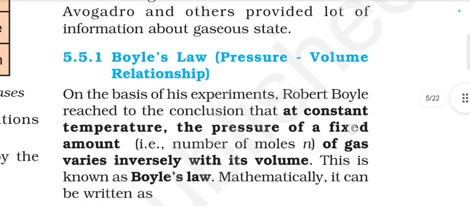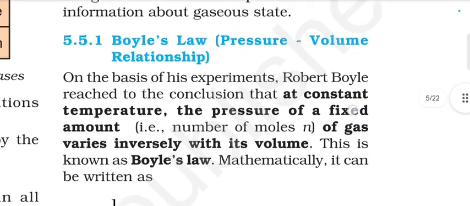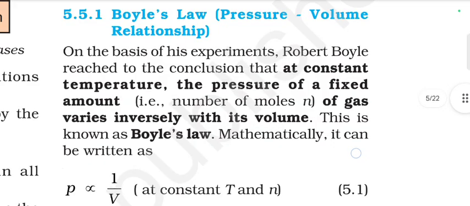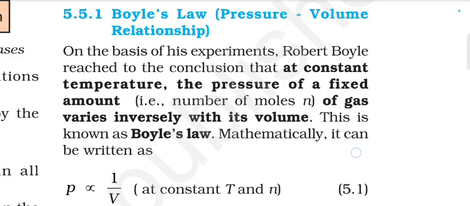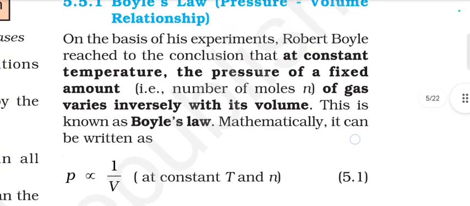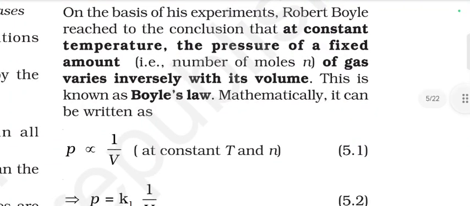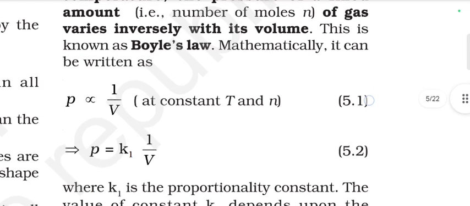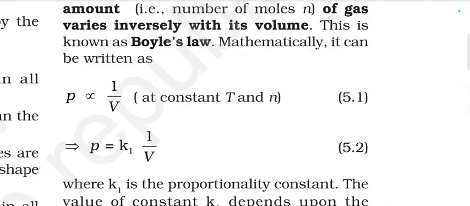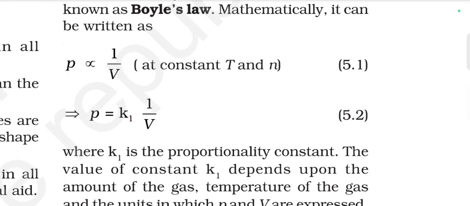Boyle's law, pressure-volume relationship. On the basis of his experiments, Robert Boyle reached the conclusion that at constant temperature, the pressure of a fixed amount, that is, number of molecules N of gas, varies inversely with its volume. This is known as Boyle's law. Mathematically, it can be written as P is inversely proportional to V at constant temperature and N, which implies that P = K1 × 1/V, where K1 is proportionality constant.